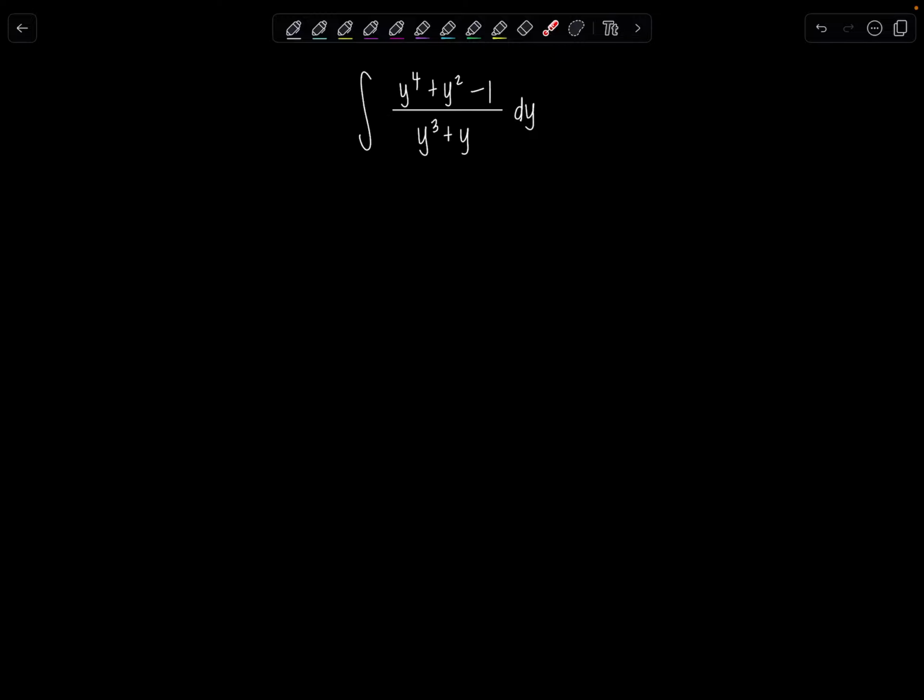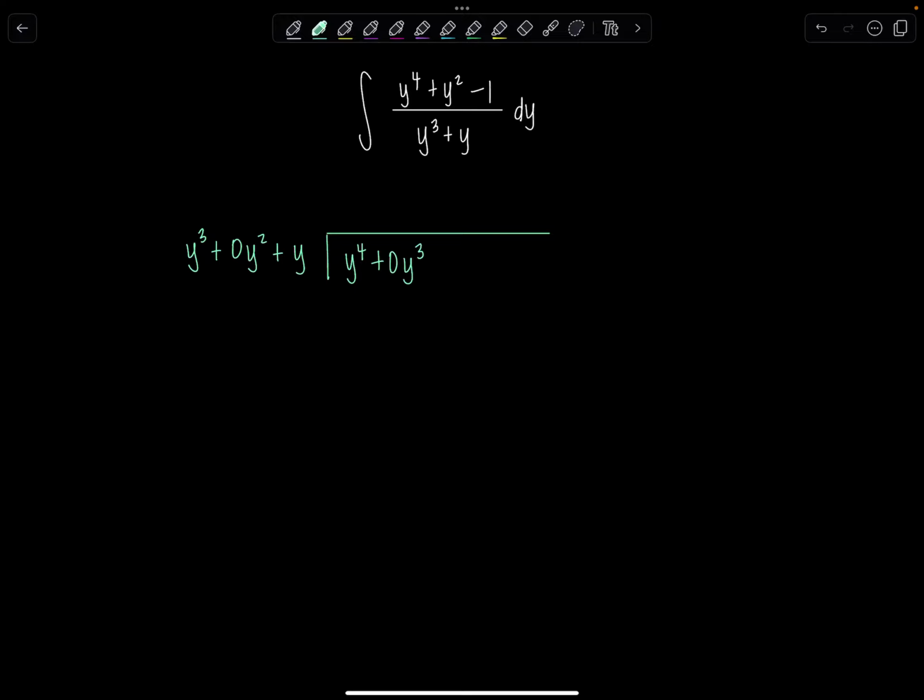Anyways, so to start off, I'm going to take y cubed plus y and long divide it into the numerator. Everyone learns long division differently. I was taught to put placeholders, so that's what I'm going to do. So there's no y squared term. I'm adding that in to the divisor, and then I'm going to divide that into y to the fourth.